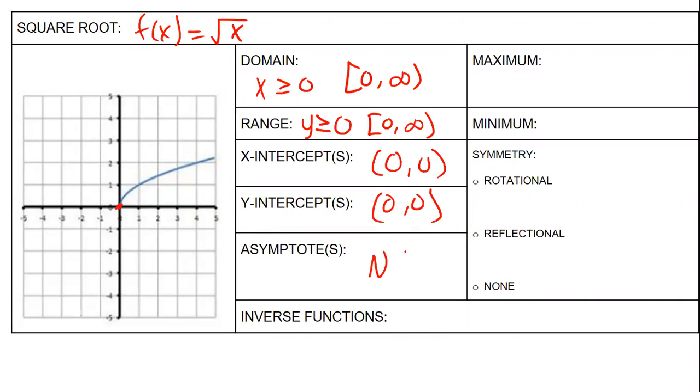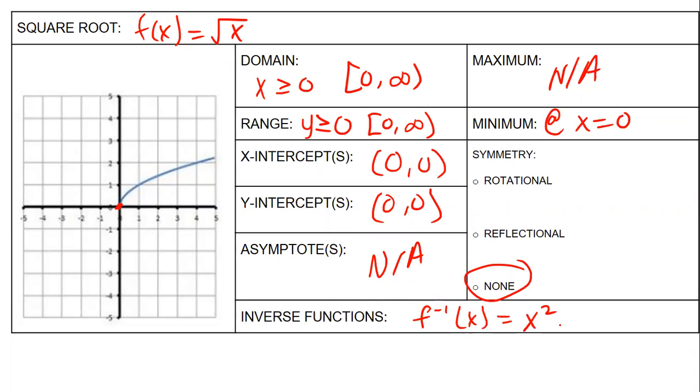All right. There's no asymptote. There's no maximum. And the thing here is, technically by definition, we don't have a minimum, but we have a minimum value. And our minimum value is at x equals 0. What type of symmetry? Is there any? No. And its inverse function is the opposite behavior. What's the opposite of square rooting something? Squaring it. So we write inverse equals x squared.